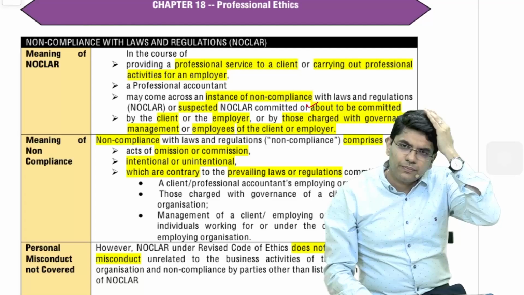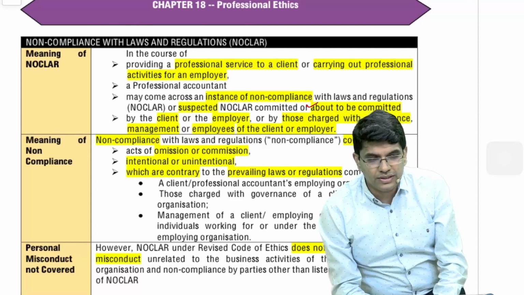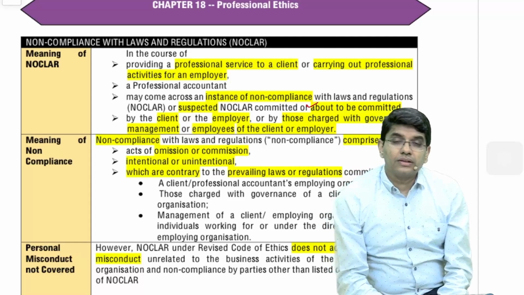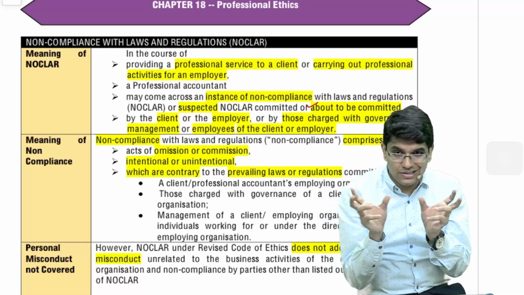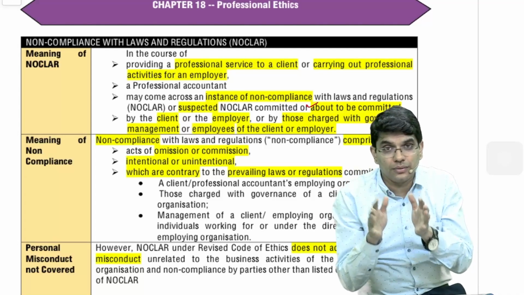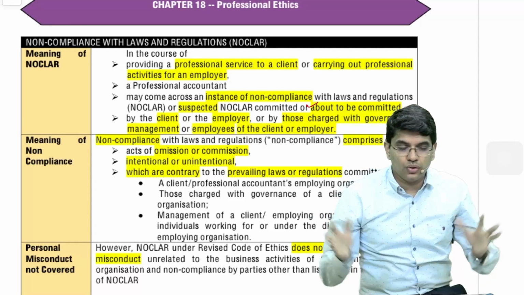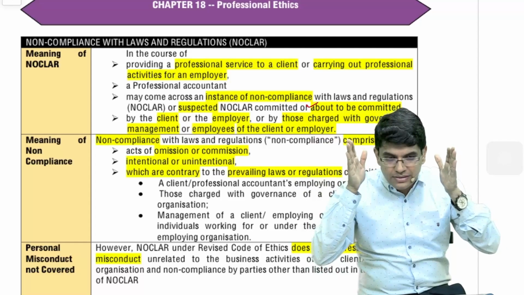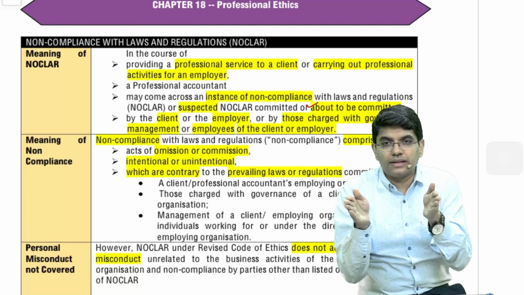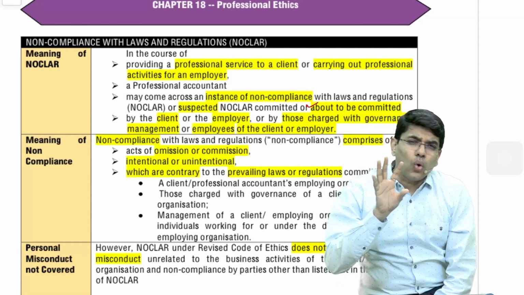So we are having a new code of ethics which has recently become applicable, and in that there is section 260 to 360, which is specifically there for NOCLAR. It is applicable from 1st of April 2022. So in the code of ethics there is a dedicated section 260 to 360, and that is specifically there for NOCLAR.